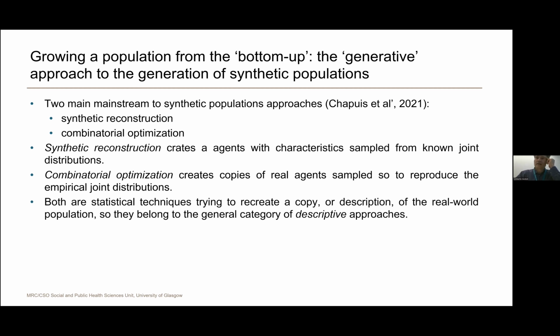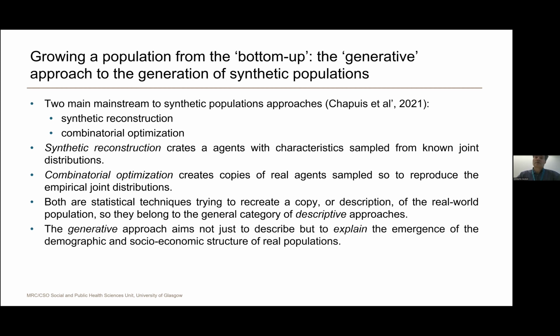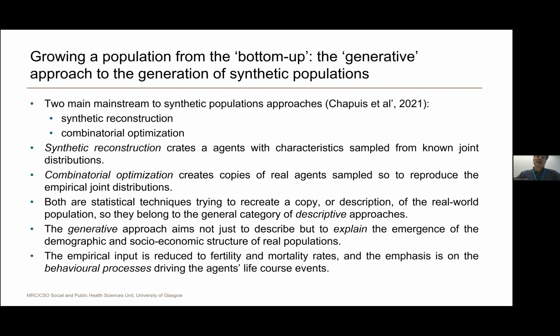These techniques try to recreate a copy or a description of the real world population, so they can be thought of as descriptive approaches. The generative approach, on the other hand, aims not just to describe, but to explain the emergence of the demographic and socioeconomic structure of real population, which is the philosophy of agent-based modeling, basically creating a system from the bottom up. The empirical input of this approach is minimal, like fertility and mortality rates, and the emphasis is on the behavioral processes driving the agents' life course events.